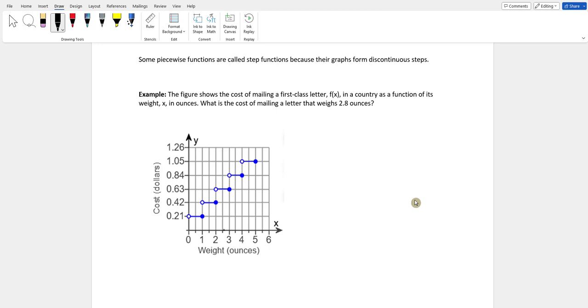When you go up to the graph, as you can see, it's going to fall in this interval here. It's not going to include the weight of 2, but 2.8 will be included. It's closer to 3. So it's going to cost 63 cents. Or you can write it with a dollar sign.